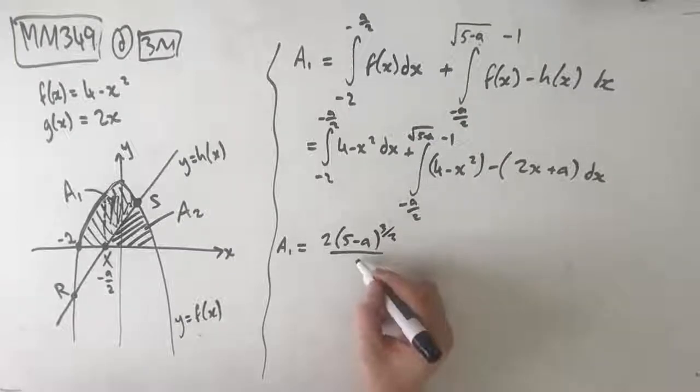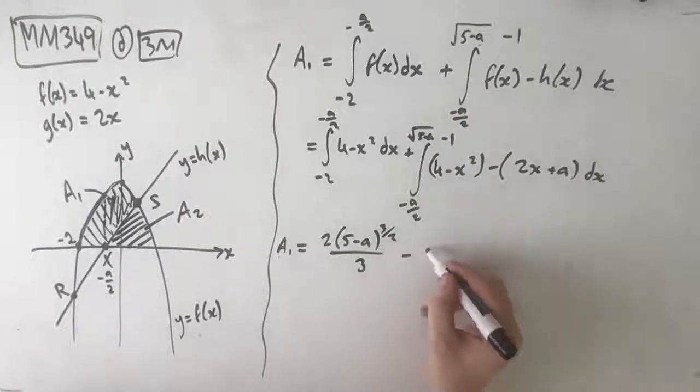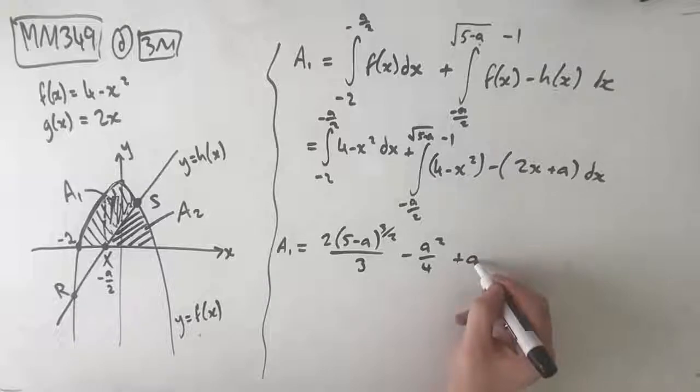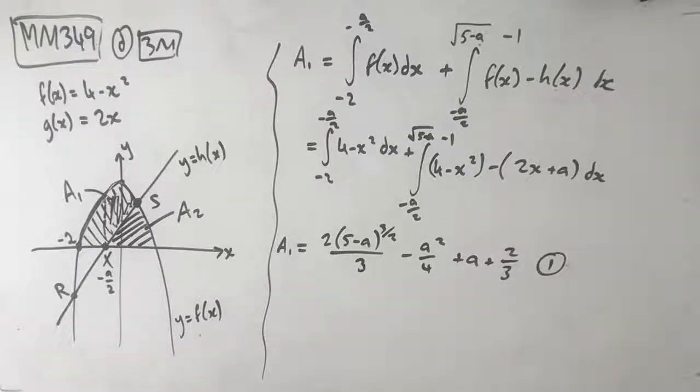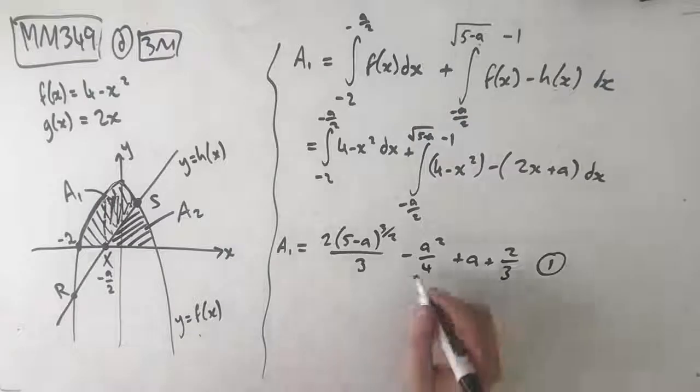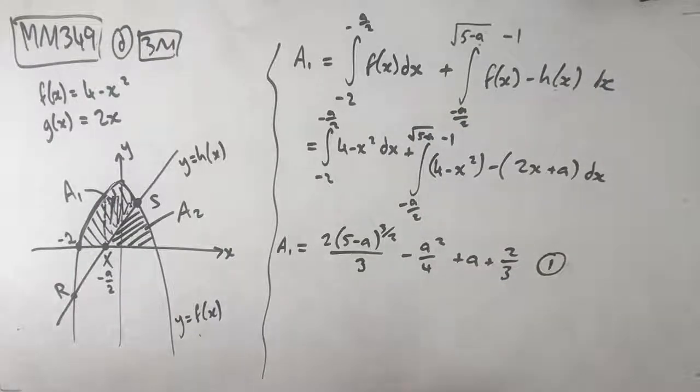What this spits out is A1 is equal to 2 outside of 5 minus a to the 3 on 2, over 3, minus a squared over 4 plus a plus 2 over 3. And that's our first mark. So we've got our first area in terms of a, and now we want to get our second area in terms of a, and then solve those for little a.